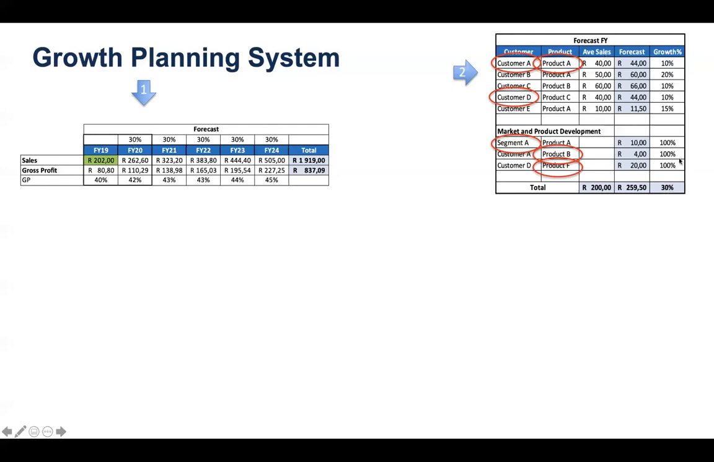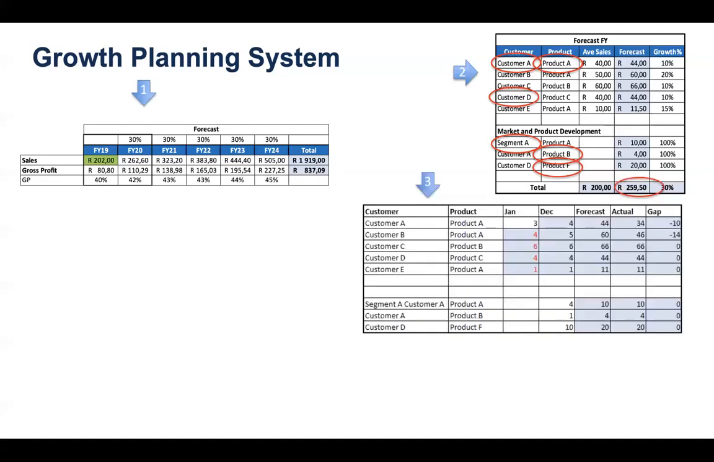So now we have our forecast and we've got our strategy of selling more, upsell, cross-sell, and segmentation, which should be worked out in lower level detail. This is just an example. Our next step then is to look at sales, taking those sales numbers, customer A, B, C, D, E, and plotting January to December, what the forecast and the actual sales are month on month.